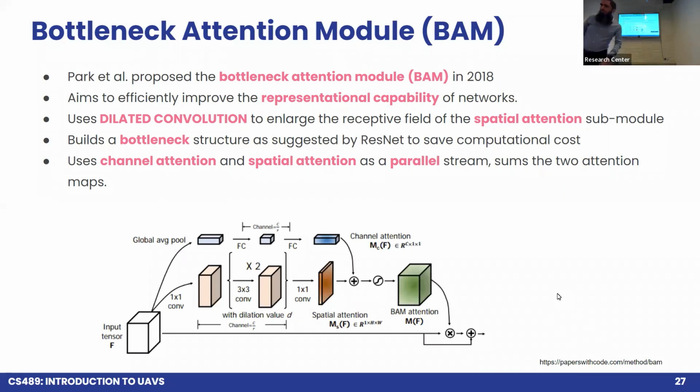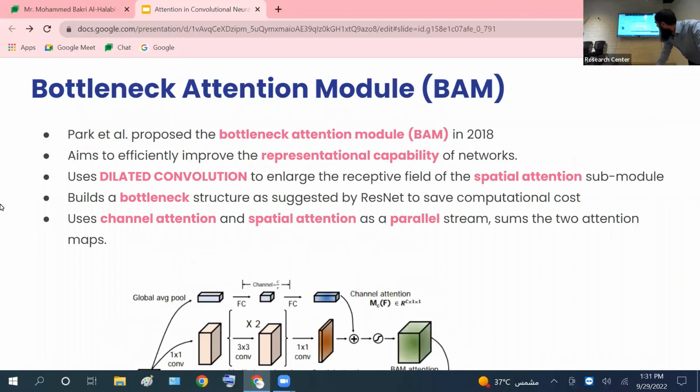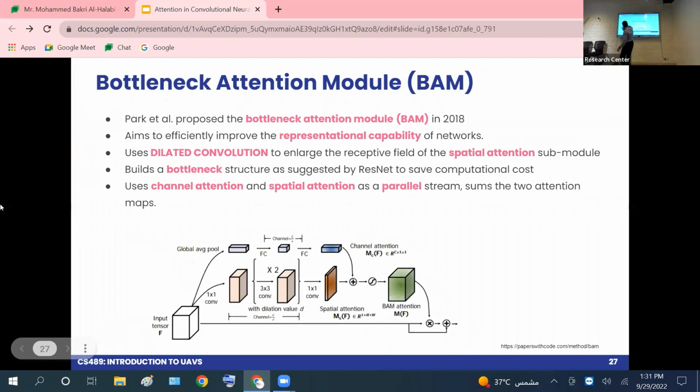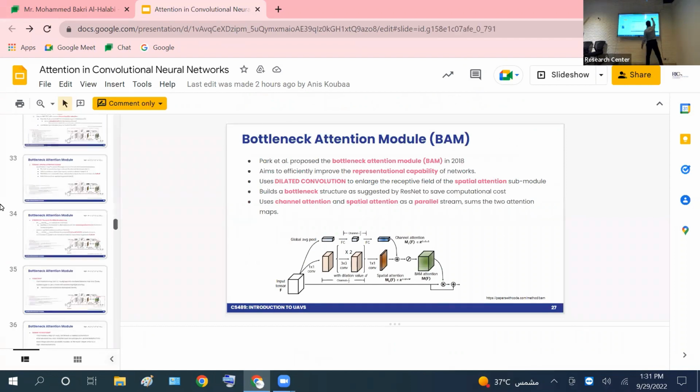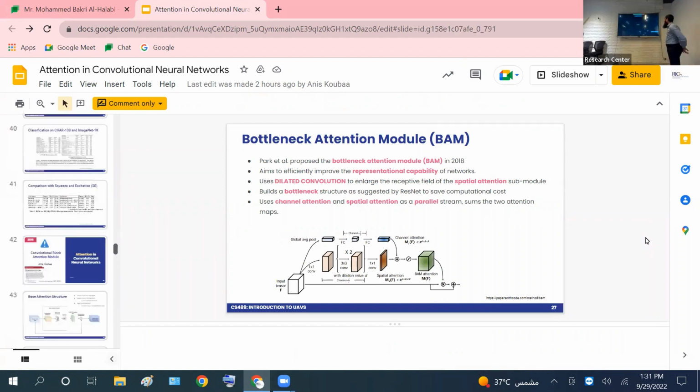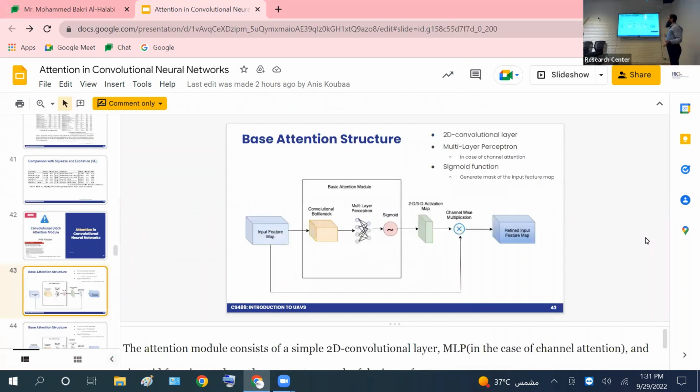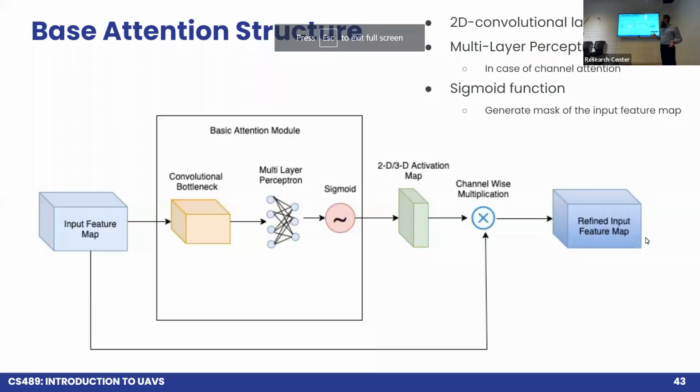Well, if I try to go to the general model, I'm going to stop here, and then we'll try to find the general model. Because if we understand the general model, it is going to be easier to understand the rest of the models. So this is the model. This is the base attention structure using convolutional networks. We have an input feature map. Consider this as a black box, and you have a refined input feature map.